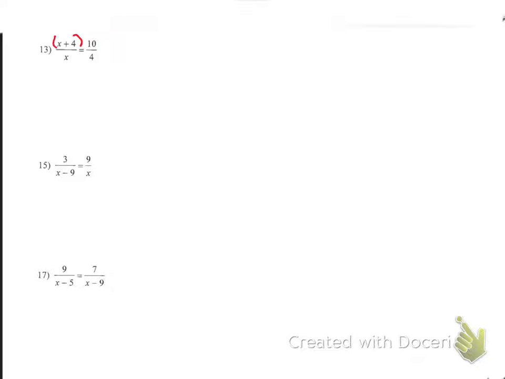Parentheses here, parentheses there. So then I'm just going to multiply this, and it's going to be 4, parentheses x plus 4, is going to be equal to 10x. Now, what I need to do is distribute this. So I'll get 4x plus 16 is equal to 10x.